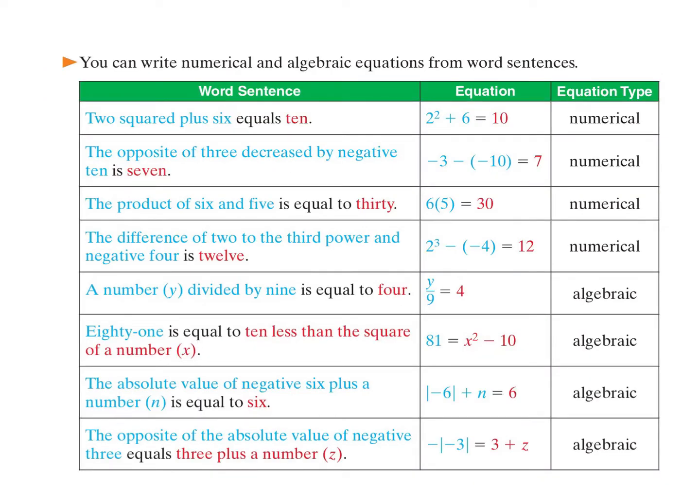The next thing they talk about is how we can translate numerical and algebraic equations from word sentences. We did pretty much the same thing in the last lesson, only we didn't have equal signs. So I'm not really worried too much about the translation here. I think you guys can handle that pretty well. And just notice the type of equations. We do have a few. These last ones are algebraic because of the variables that they have in them.